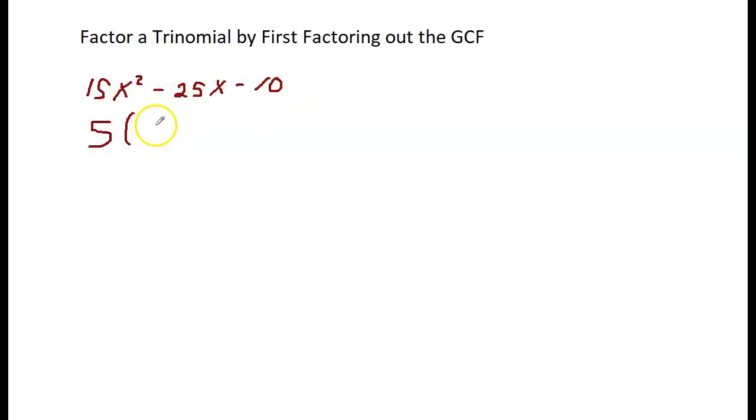So 15x squared divided by 5 leaves me with 3x squared. I write down the minus. 25x divided by 5 leaves me with 5x. I write down the minus. And then 10 divided by 5 leaves me with 2. Close my parentheses. So now I check my trinomial and see if it can be factored.